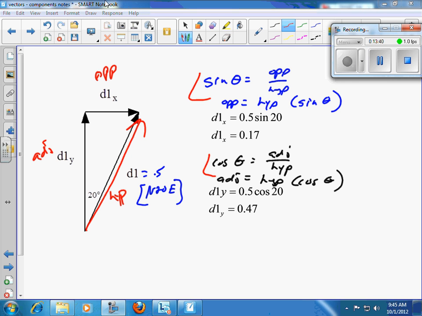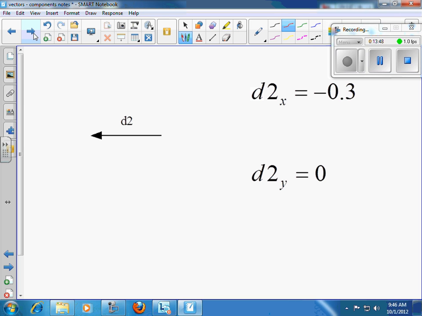Listen now, please. When a vector is not at an angle, like D2 is due west, does it have a vertical component? Does it go up and down? No. So the D2y, the y component, is simply 0. There's no up and down. Because D2 is equal to 0.3, and it's west, D2x is simply minus 0.3. I've still broken it into components, it just doesn't have a y component.